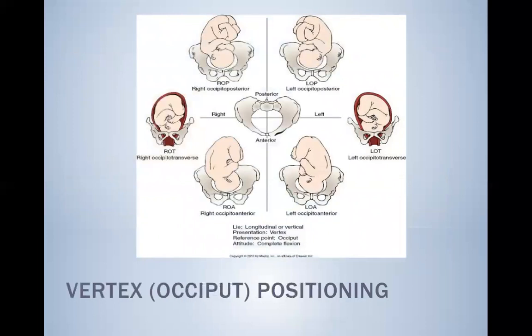So when we're looking at the presentation, we're talking about how the baby is positioned in the abdomen and in relation to the pelvis. Now, you can see down here the ROA. We're referring to the occiput. So ROA is right occiput anterior. So the occiput of the baby is on mom's right side. LOA is left occiput anterior. So the baby's occiput is on the left side.